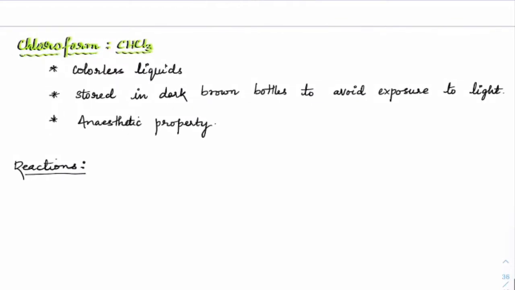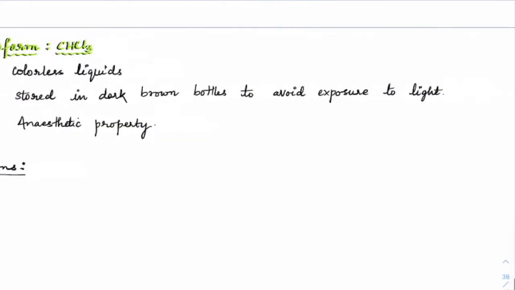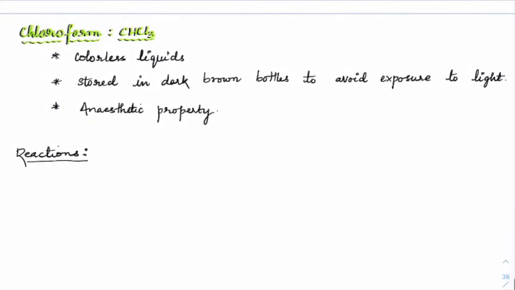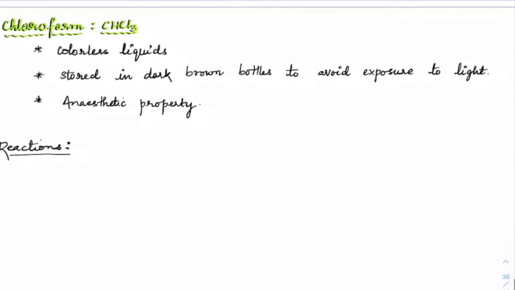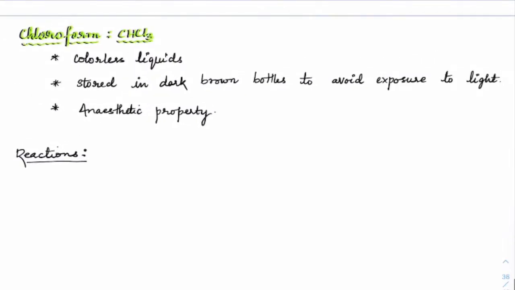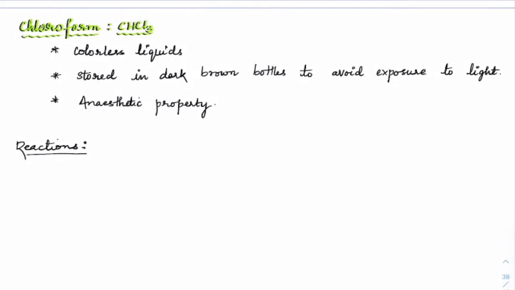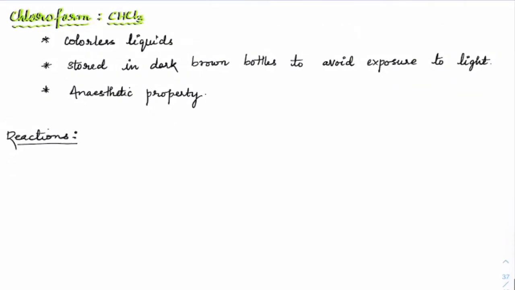See, chloroform is a colorless liquid and it is usually stored in dark bottles, just to avoid exposure to light. It has an anesthetic property, which is normally used during medical treatments. Now, if you check out the types of reactions when it comes to chloroform, here we saw that we usually store it in brown bottles.